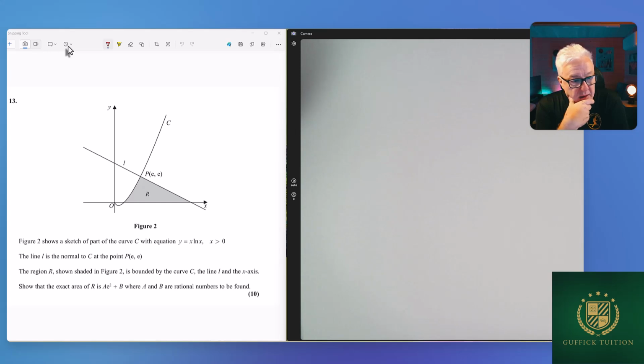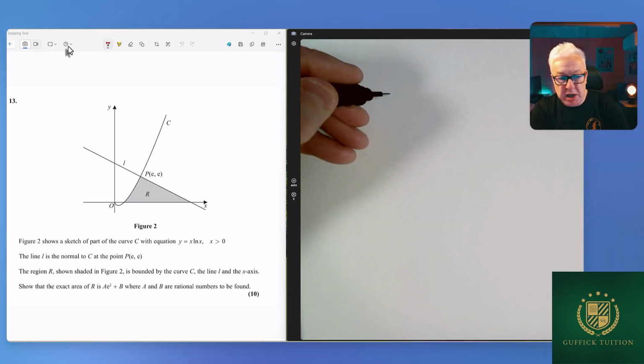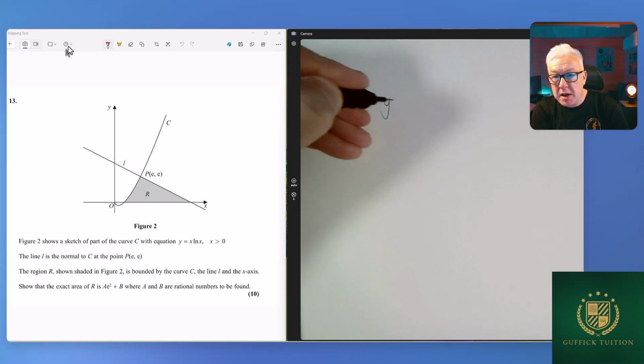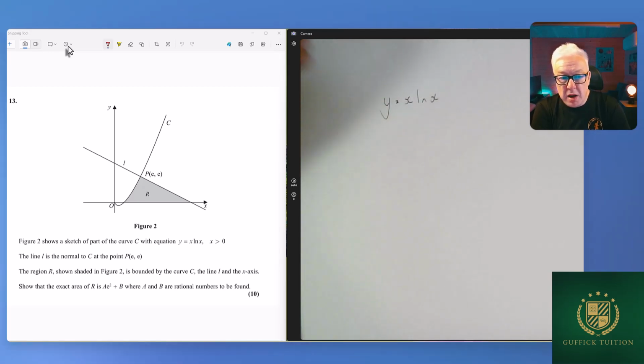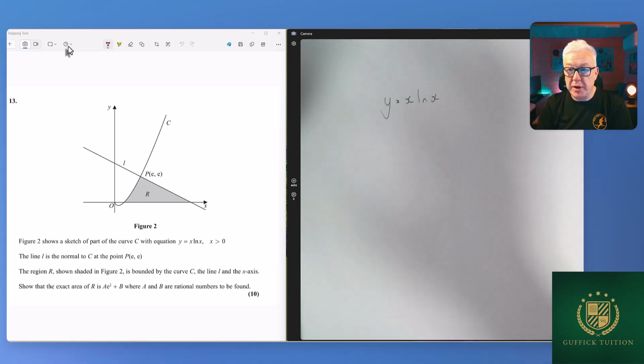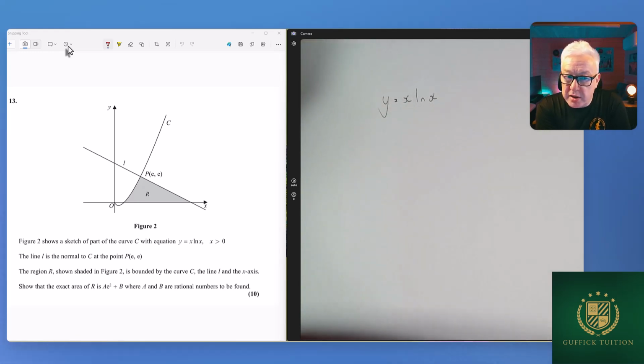Let's have a think. We're told that the line L is a normal to the curve. So a really good starting point here would be to differentiate the equation of the curve. The reason we're going to differentiate is that when we substitute in the x coordinate e, we'll be able to get a gradient. And then we know that the negative reciprocal of that gradient will give us the gradient of the normal. Okay, so let's have a look.